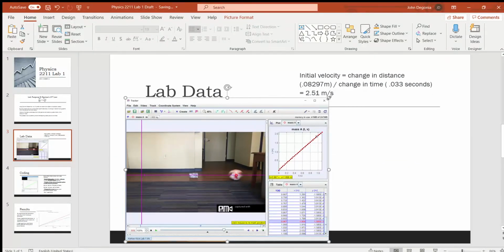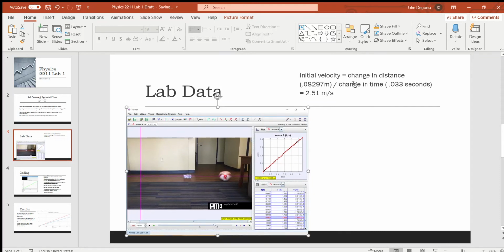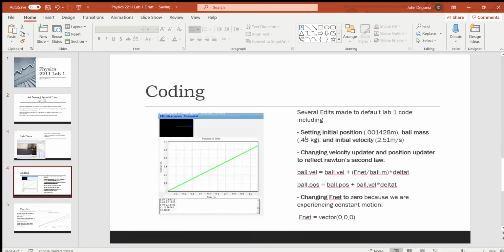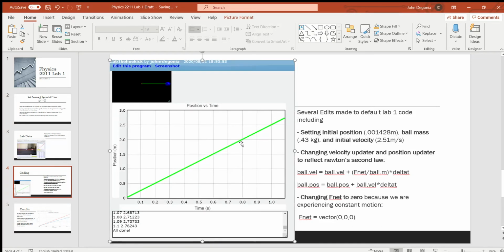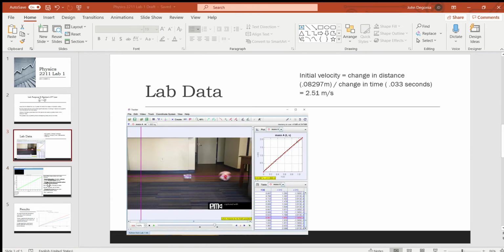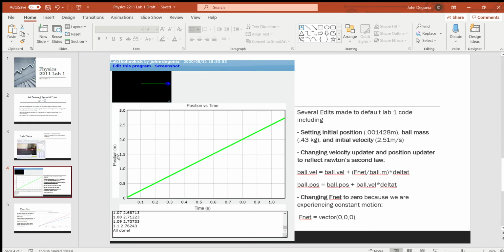From this data, we are able to collect an initial velocity from the first two data points, the change in distance divided by the change in time, giving us our initial velocity. And then we can take that data along with the weight of the ball and plug it into our GlowScript model. Here you can see how it models the same thing, position over time. Up at the top there, we've got our little ball moving to the right, just like we've got a ball moving to the right in our physical experiment.